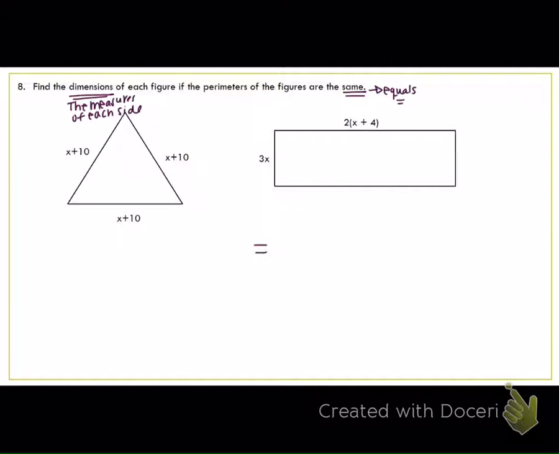Okay, this is an equilateral triangle because all the sides are the same. That's what equilateral triangle means. So Hannah, how do I find the perimeter of that triangle? Add all the sides together. And what are those side lengths? x plus 10. So you have to keep doing that for the 3 sides, right?